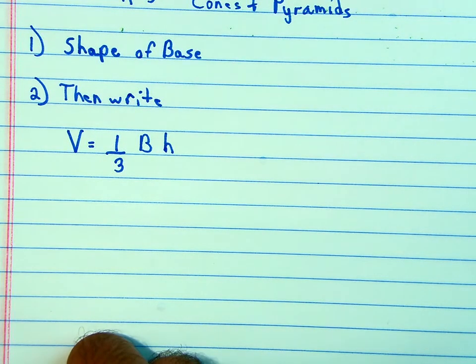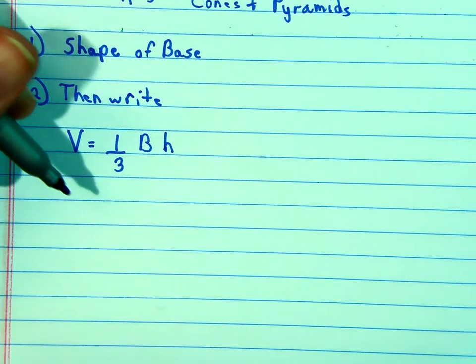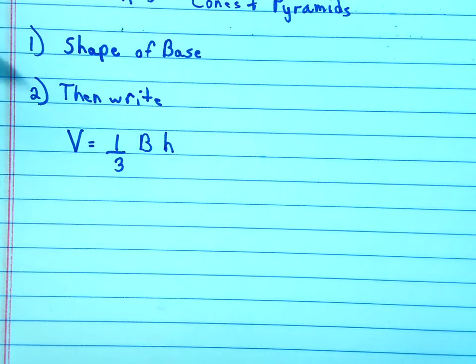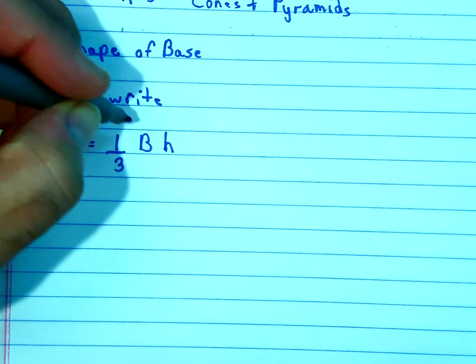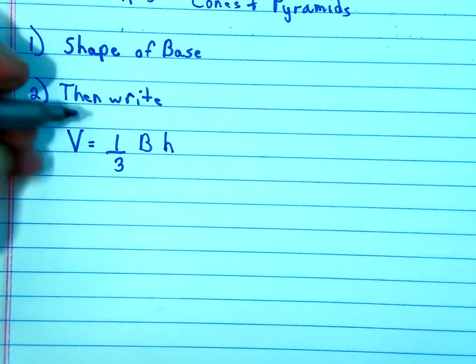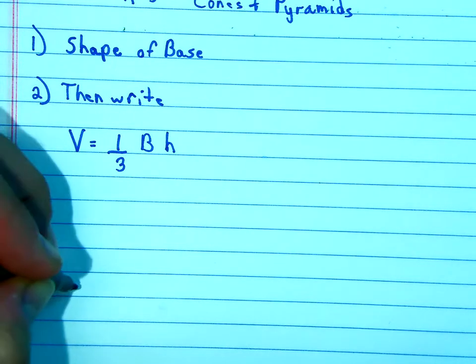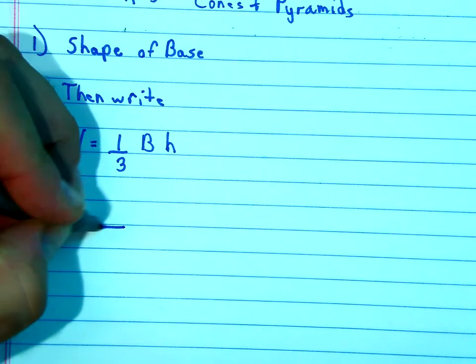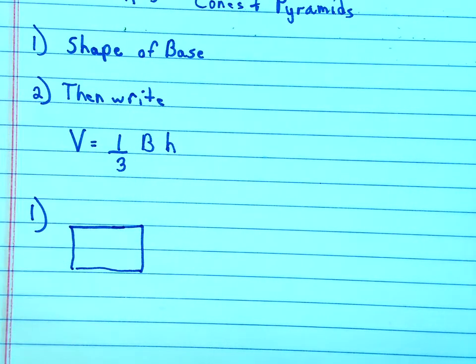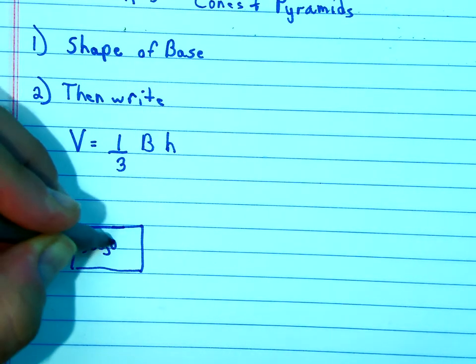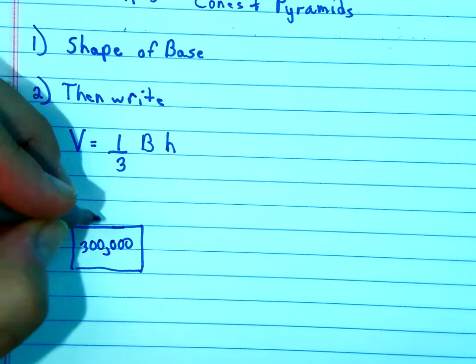Okay, so let's do a sample problem. Let's say a sports arena is shaped like a pyramid. It has a base area of about 300,000 square feet. So they're already giving me the area of the base. So I don't have to draw the shape of the base because they're giving me the area of the base. I would try to draw my shape. They said it's a sports arena, so I just go ahead and draw a square or a rectangle. But they gave me the area of this base. They told me it was 300,000.